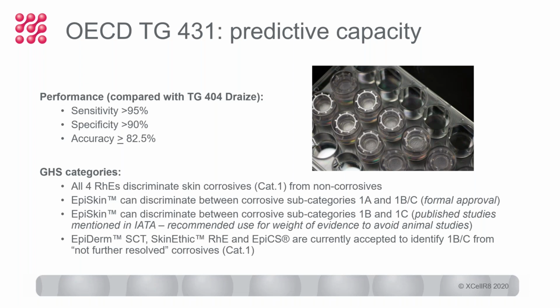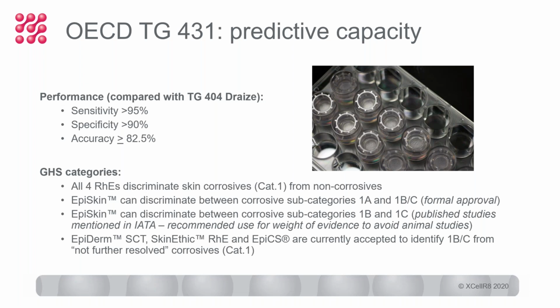So if we're thinking about which skin model to use and thinking about the predictive capacity that we need, I've tried to just summarize quite a complex situation in a few bullet points here. And I think the important points to remember are that all 4 of the RHEs are successful in discriminating skin corrosives category 1 from non-corrosives, but the EpiSkin model is able to discriminate between subcategories 1A and 1B or C.